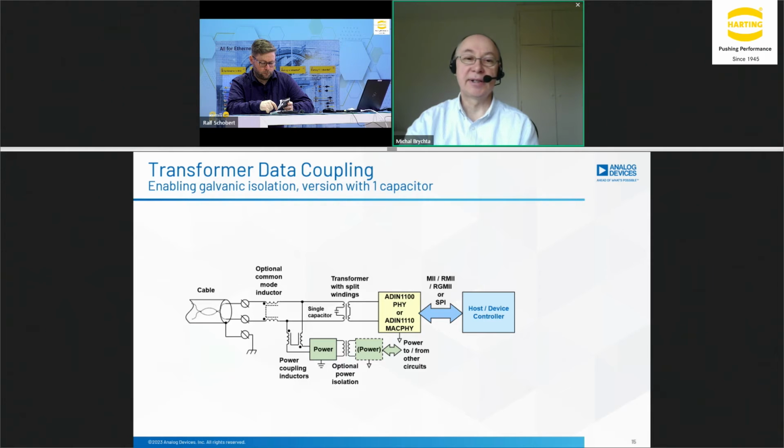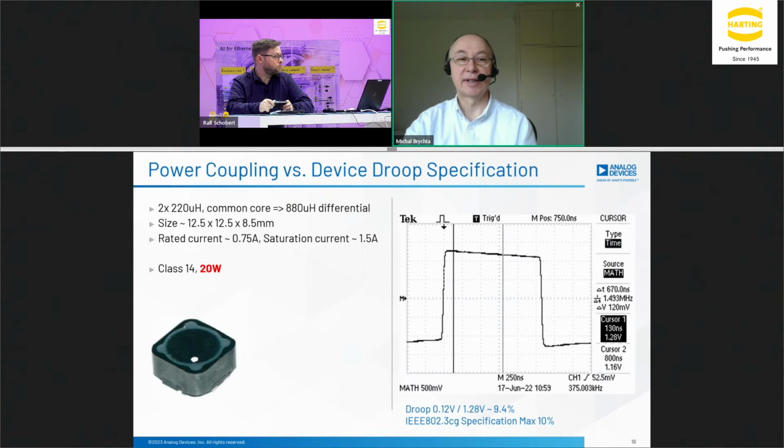Because the inductor is differential, the current is flowing through both windings and it's saturating the magnetic core. The inductor has to be appropriately sized for the level of power that it's supposed to deliver. So let's have a look at the inductors. An example, you can see the size is about 12.5 by 8.5 millimeters. So that's the size of the inductor.